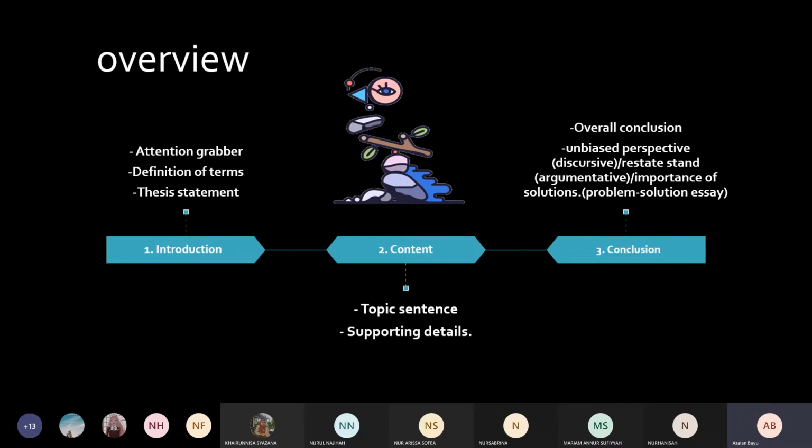and the supporting detail. And for conclusion, alright, you are going to learn about overall conclusion. You have insight where you have to write unbiased perspective for discursive. For argumentative, you have to restate your stand, and for problem solution essay, you have to mention the importance of solution, right? For the conclusion. Okay, conclusion ni lebih kurang 2 ayat sahaja, jangan lebih.